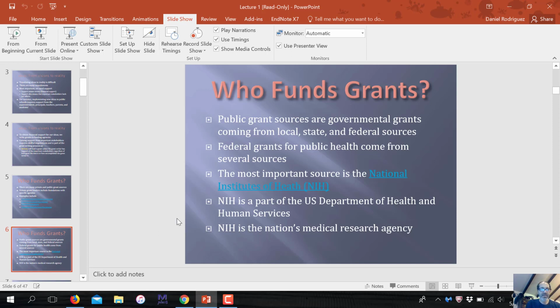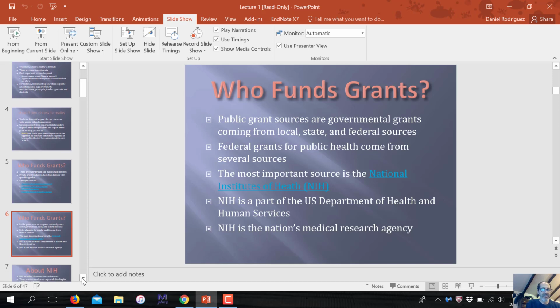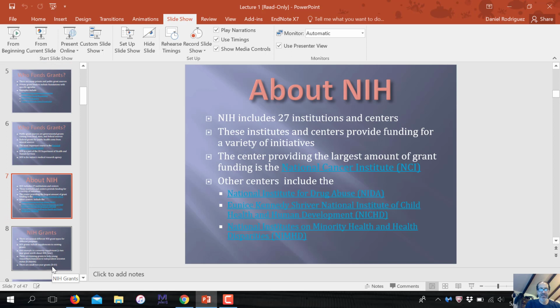NIH is part of the U.S. Department of Health and Human Services, so again, as I said, it's the institutes. There's 27 institutes and centers. So some of them, for instance, are the National Cancer Institute. That's the one that provides the most money because cancer is still, obviously, a critical issue.